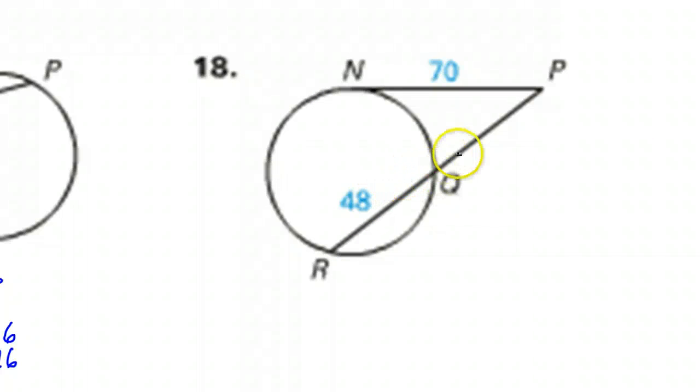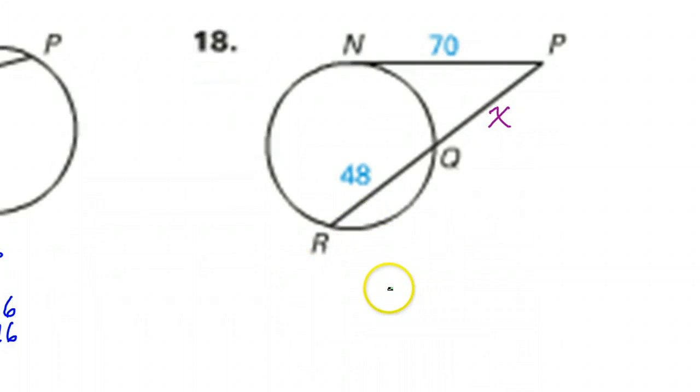Alright, number 18. Once again, we are supposed to find the length of PQ. So you just put your own X. So that's PQ. So, part times whole. Which one of these is the part? It's the X, because it's got to be the outer part is the part. So part times whole, that's X times X plus 48.